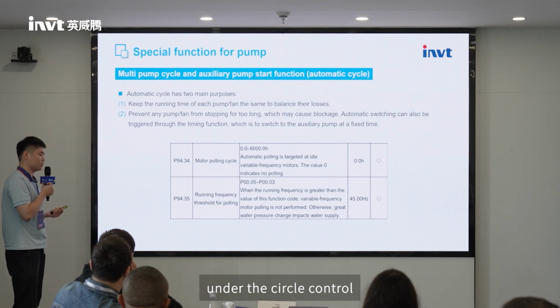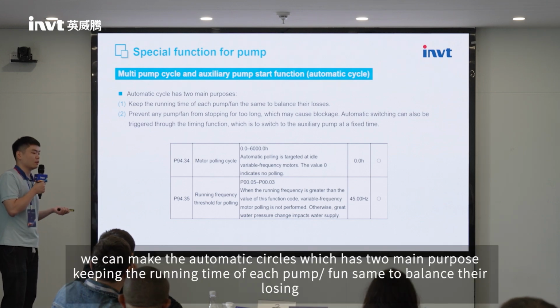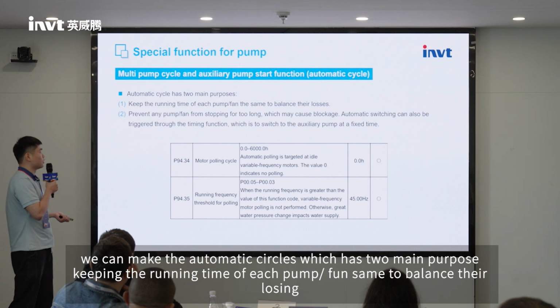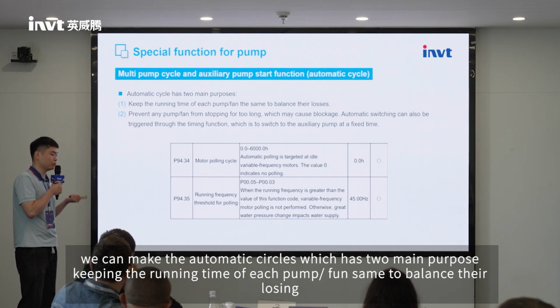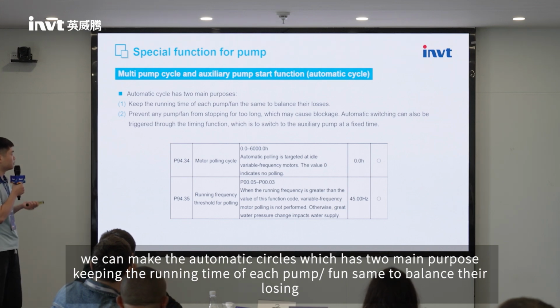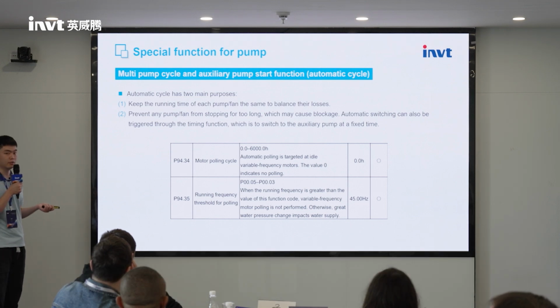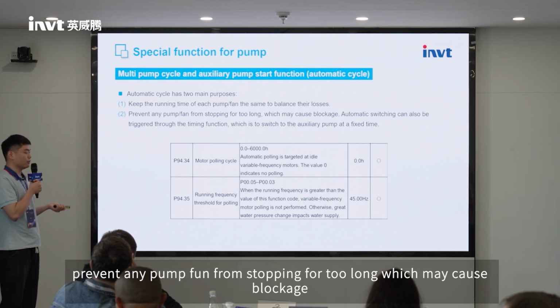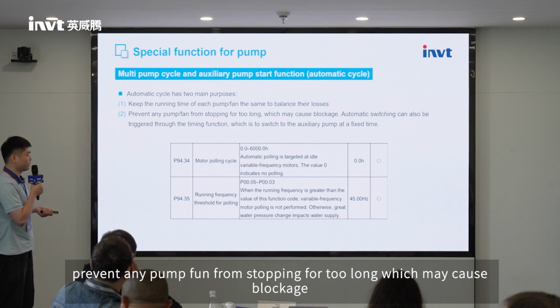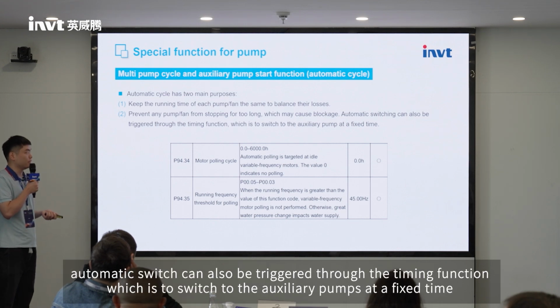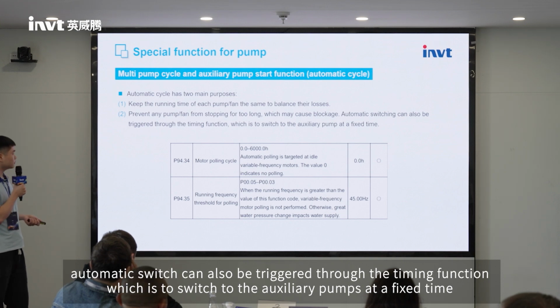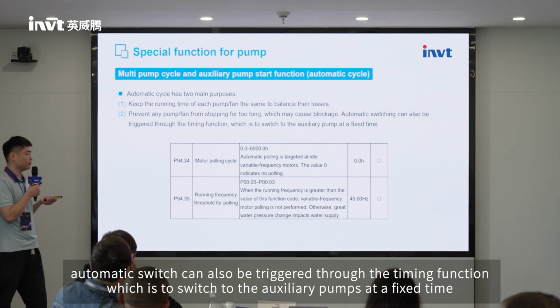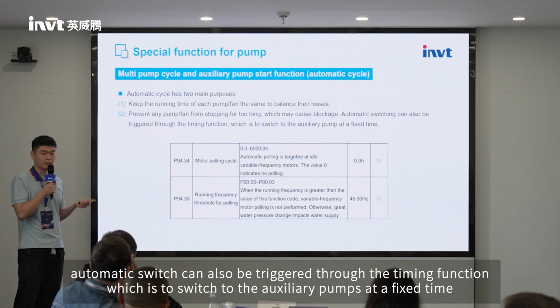And under the circle control, we make the automatic circles, which has 2 main purposes: keeping the running time of each pump fan the same to balance their wear, and preventing any pump fan from stopping for too long, which may cause blockage. Automatic switch can also be triggered through the timing function, which is to switch to the auxiliary pump at a fixed time.